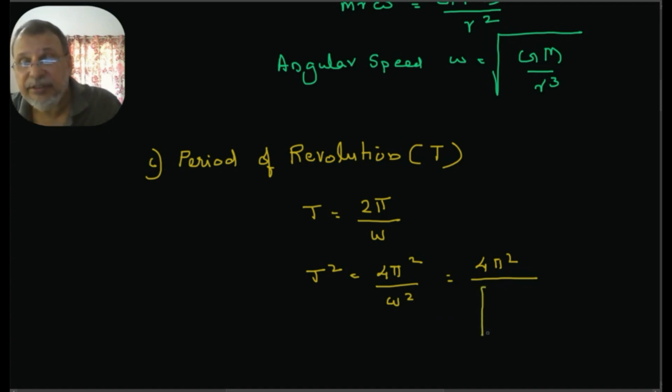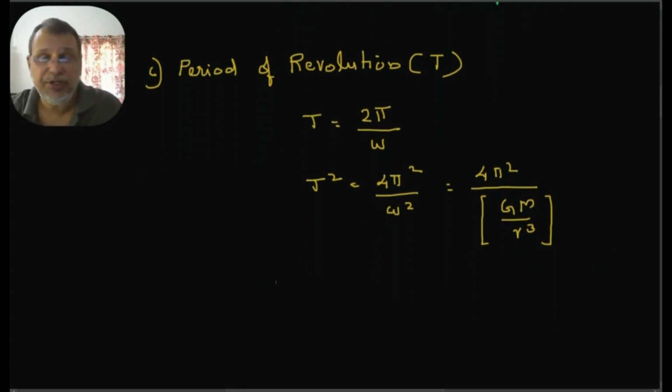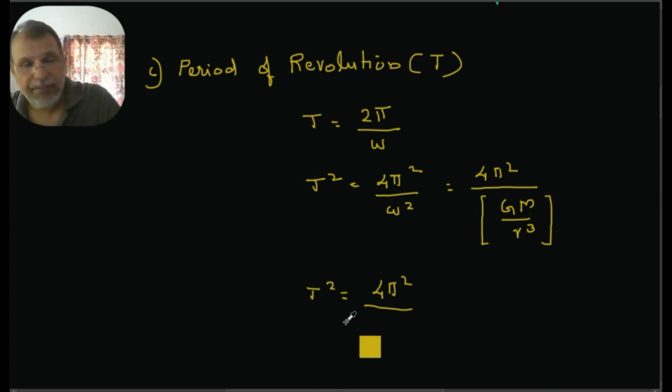So this is equal to 4 pi squared over G M over r cubed. Now we simplify this. r cubed will go to the top. G M will stay in the denominator. You will get the relationship T squared is equal to 4 pi squared over G M times r cubed. So often we say that r cubed, r is the orbital radius.